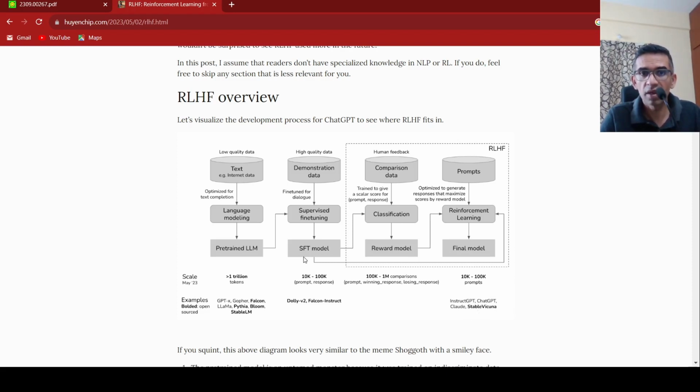The idea over here was that you take a pre-trained large language model, you fine-tune it on, say, demonstration data. You do supervised fine-tuning and you get a supervised fine-tuned model. Then the outputs of the supervised fine-tuned model are rated by humans. That is where the human feedback comes into the picture. Based on this human feedback, you train a reward model. This reward model is then used in reinforcement learning based fine-tuning of this supervised fine-tuned model to get your final model on prompt data. That's the idea over here.